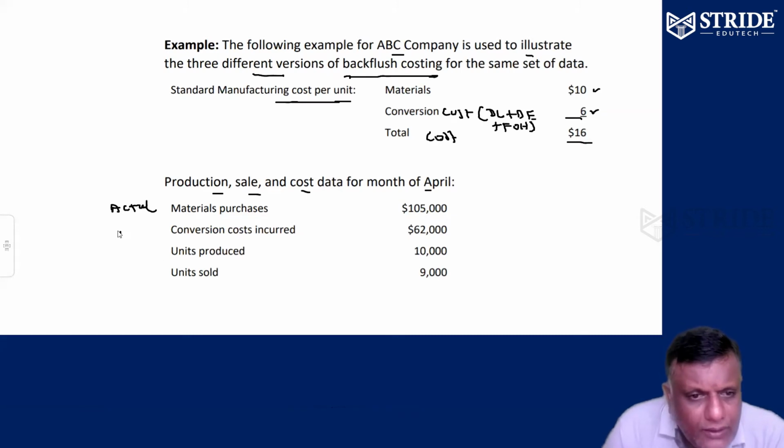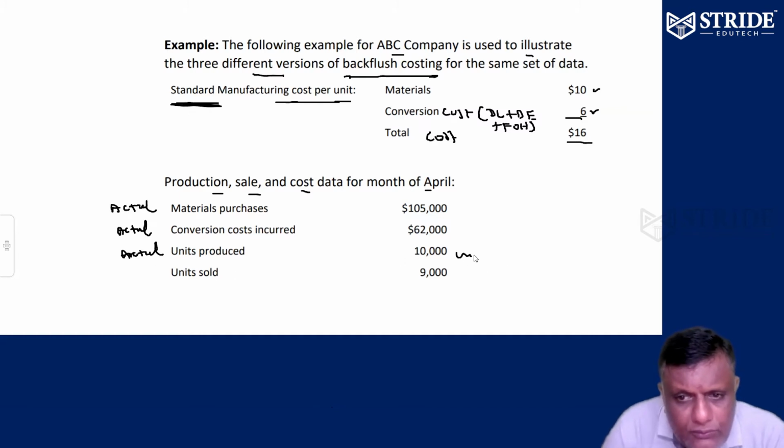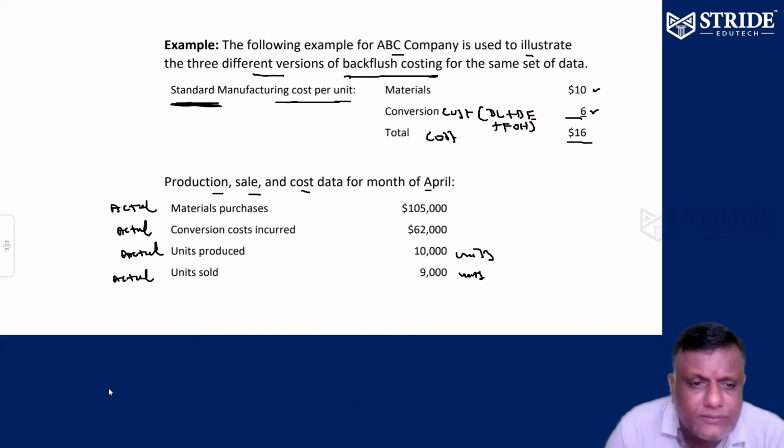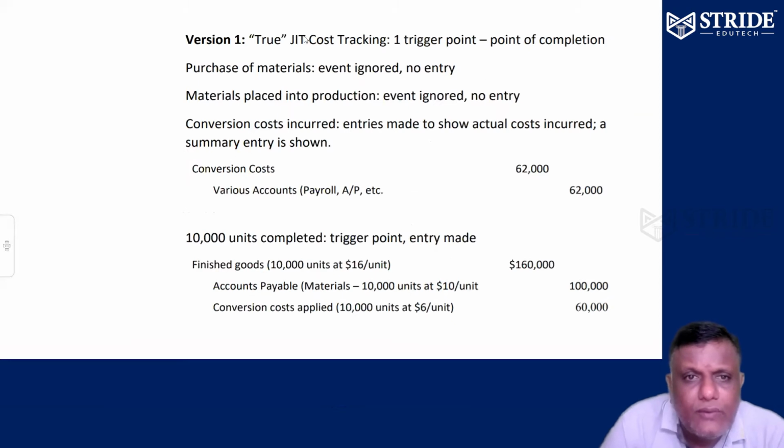$105,000 is the actual material cost. Actual conversion cost incurred is $62,000. Actual units produced is 10,000 units; this is the standard and this is the actual. Actual units sold is 9,000 units. That's it. Now, question 1, entries to be done.